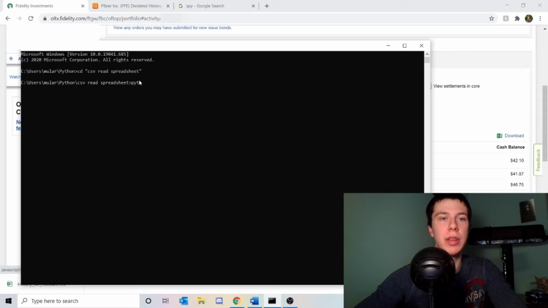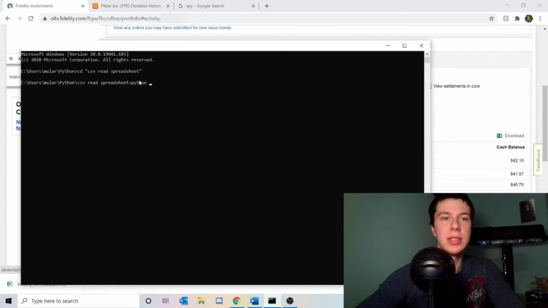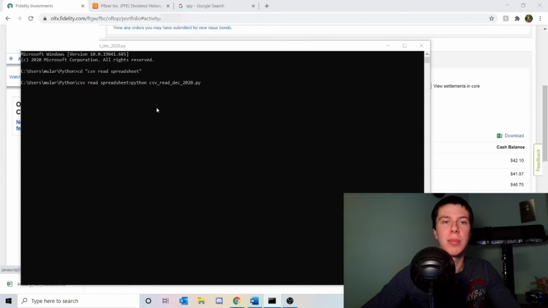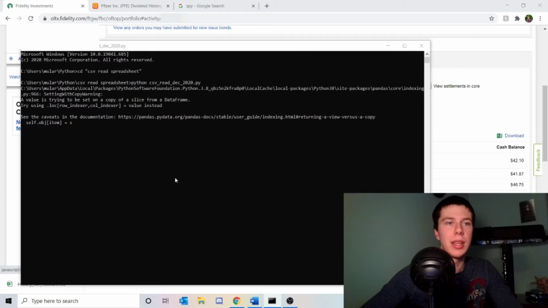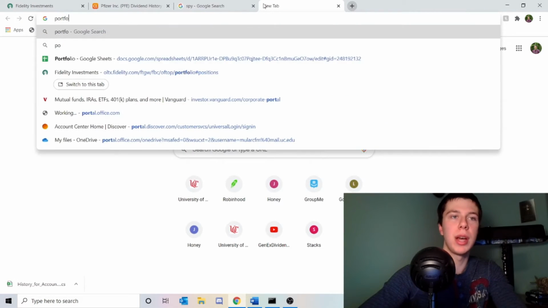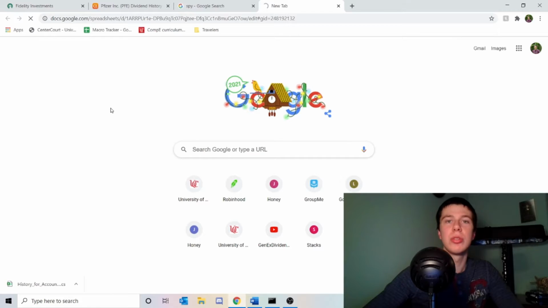If I go to run that, I should get a pop-up so I can select that file that I just got, and I will select that file and open, and then it's going to run that. So we will give it a minute and I will open up my portfolio spreadsheet so we can see that.